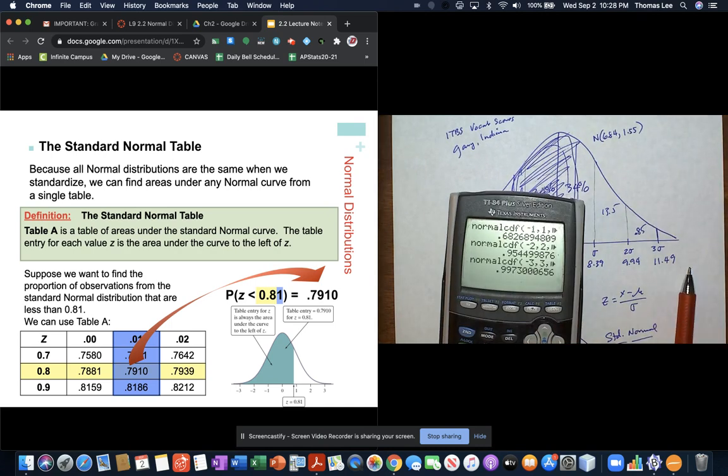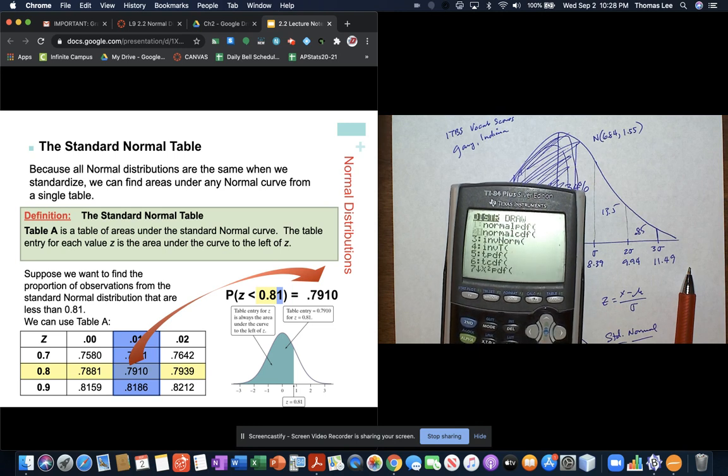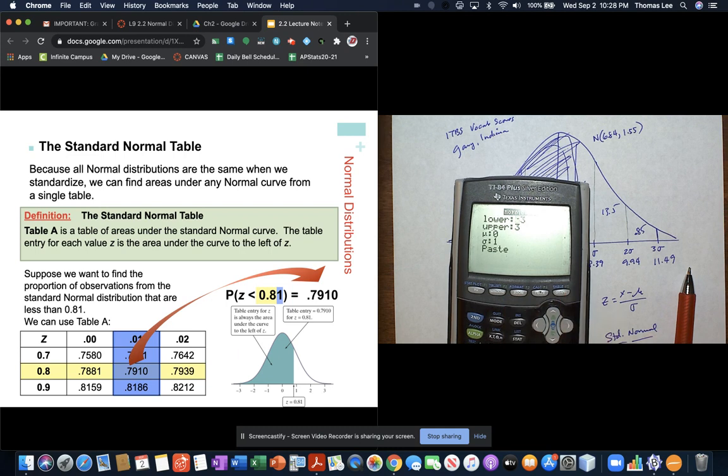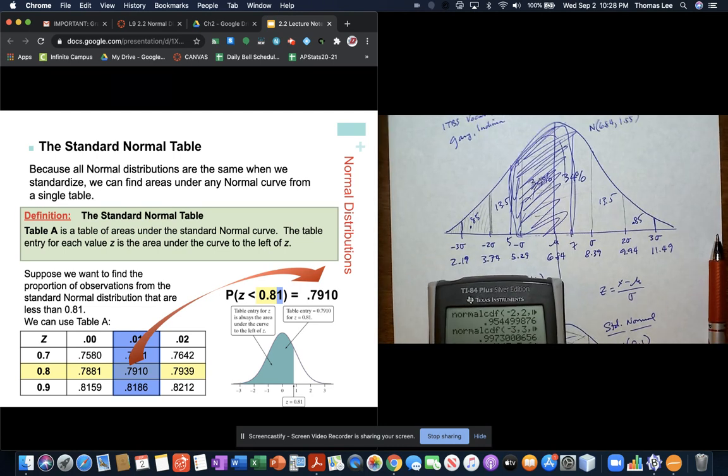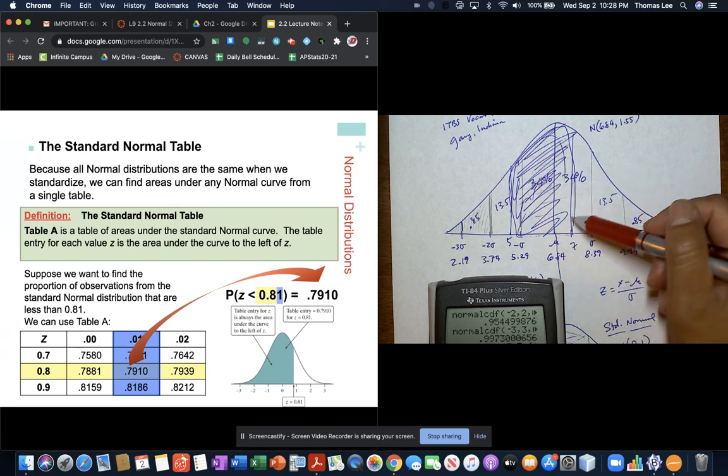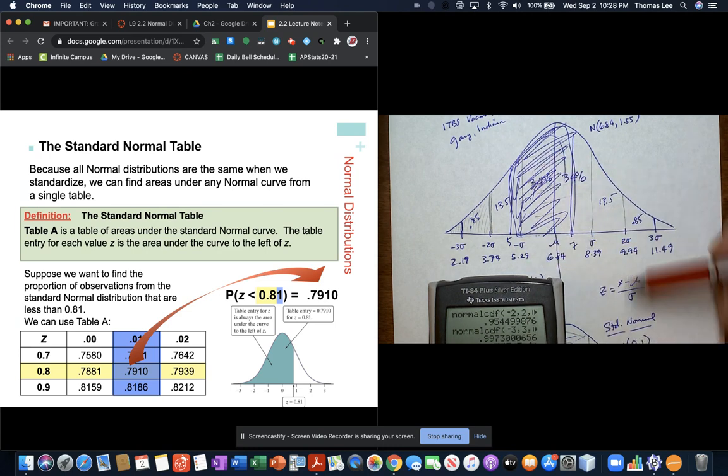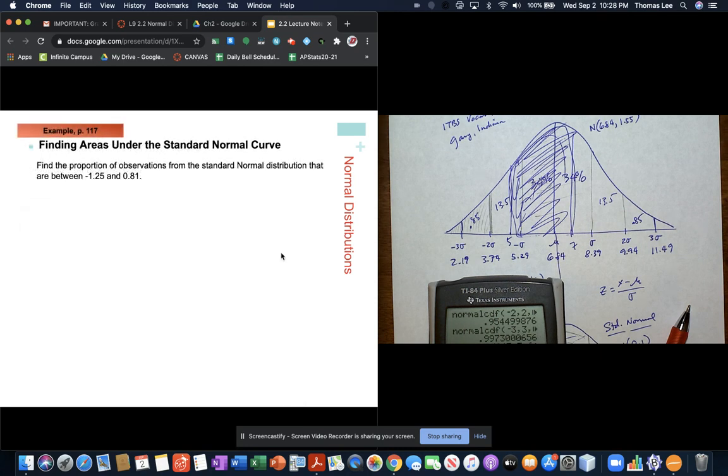So let's go 2nd VARS, normal CDF. 5, 7, but now we have to change the mu and sigma: 6.84, 1.55. Paste, 42%. So 42% of the 7th graders scored between 5 and 7 on the vocabulary portion of the ITBS score. So that is how you use the calculator.